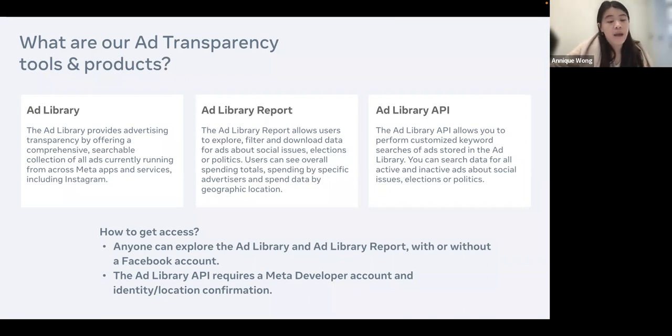So for the ad library and the ad library report, anyone with or without a Facebook account can access that and explore the ad details themselves.